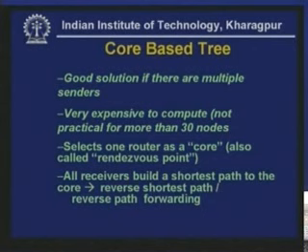It selects one router as core, also called the rendezvous point, and all receivers build a shortest path to the core, once again using the reverse shortest path or reverse path forwarding. But who would be the core or the rendezvous point? Depending on how you choose the core, that determines how good your core based tree is. If you have chosen the core towards the center of the potential graph, then that is good.